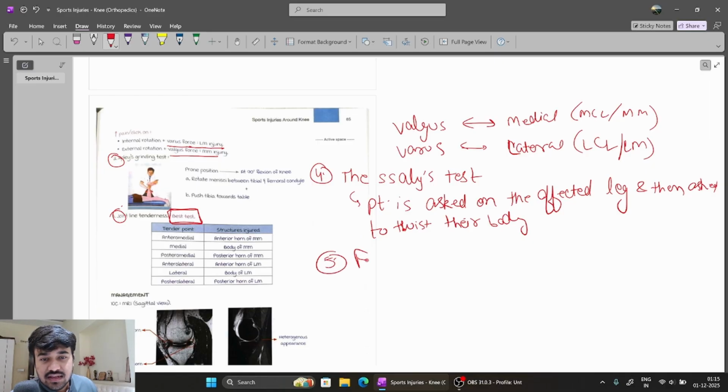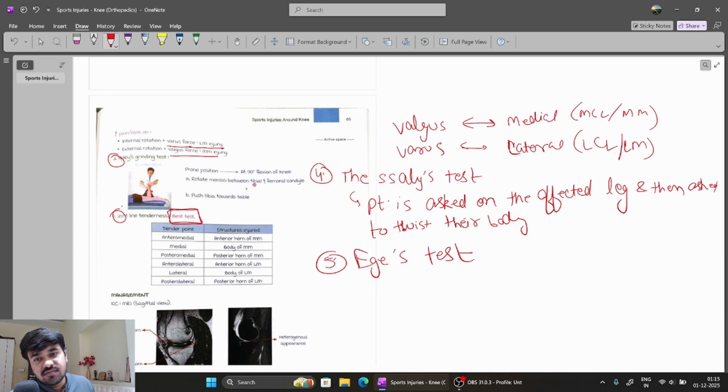Fifth is the Ege's test. Here you just need to remember the name, no need to remember the details of the test, right? So McMurray's test, Apley's grinding test, joint line tenderness, which is the best test, the Thessaly test, and Ege's test.